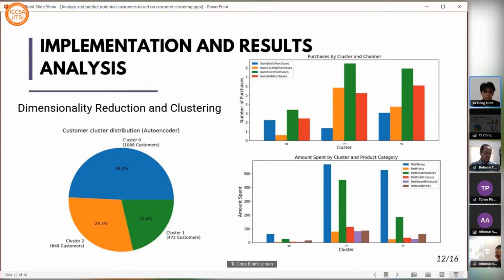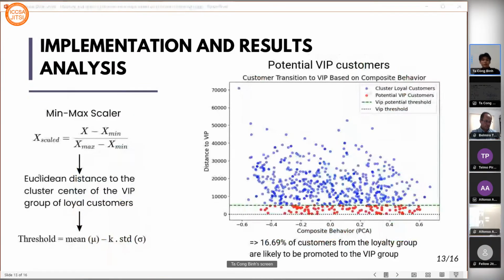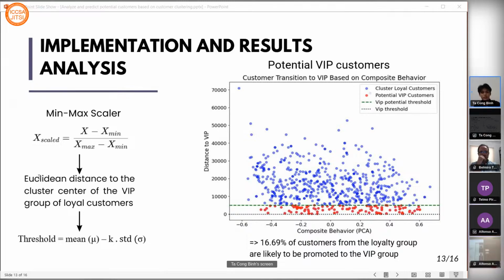Next, we propose a threshold-based method to help businesses optimize customer care. Instead of spreading resources to the entire local group, we identify truly potential local customers with similar behavior to the VIP group, thereby creating a more effective personalized approach strategy.